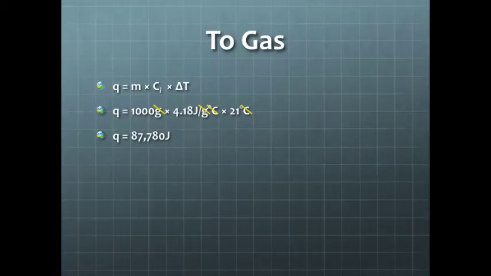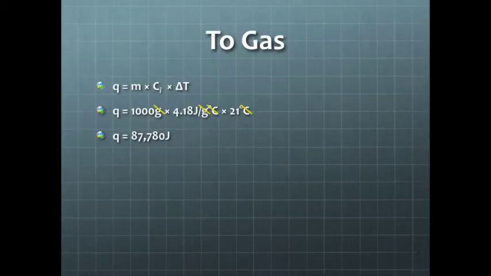And 4.18 was the specific heat capacity, which is basically the amount of heat, the amount of joules or energy it takes to change 1 gram of water by 1 degree Celsius. And 1,000 grams is obviously just the mass of the water. As a result, I got 87,780 joules.